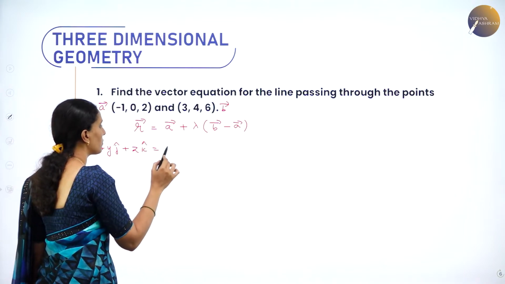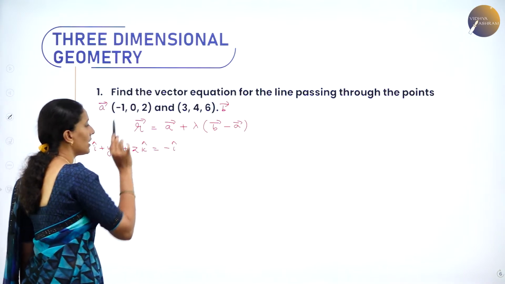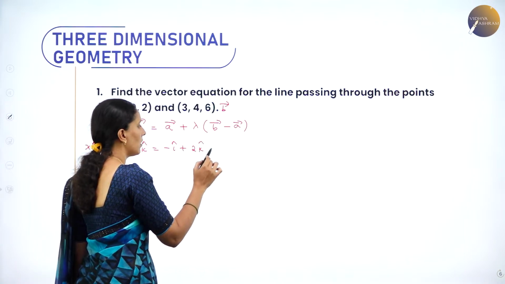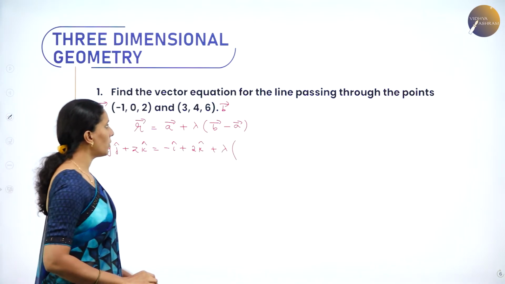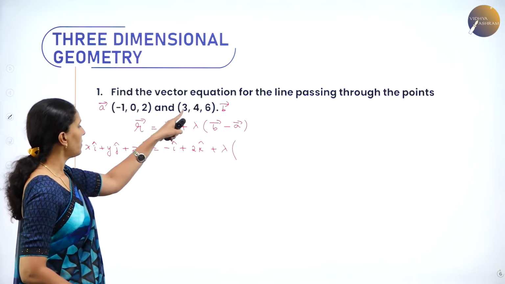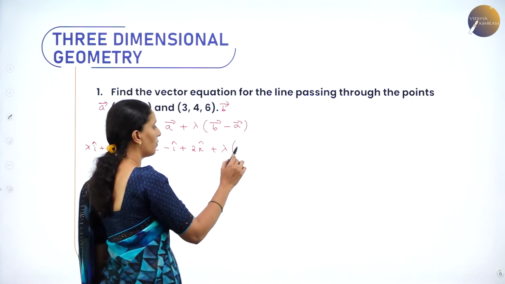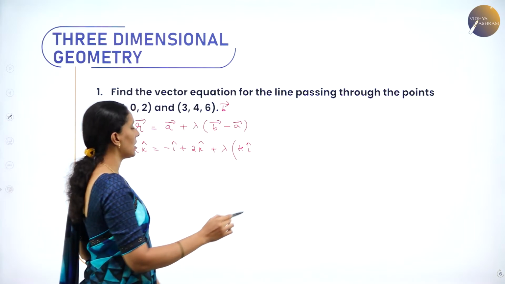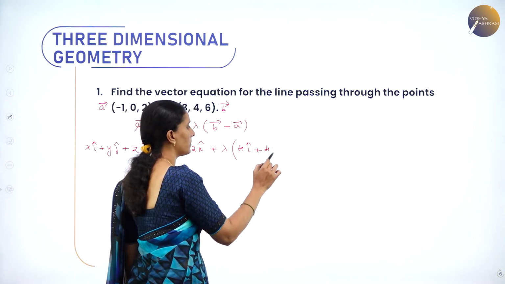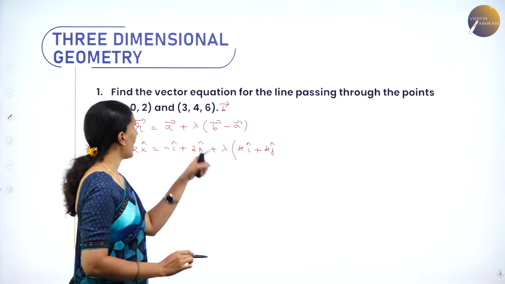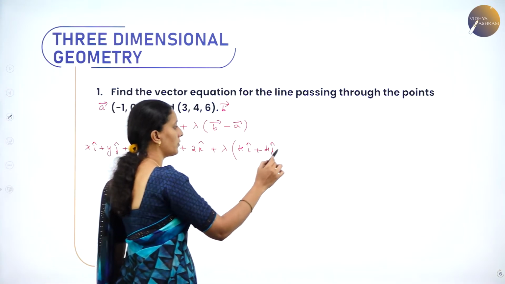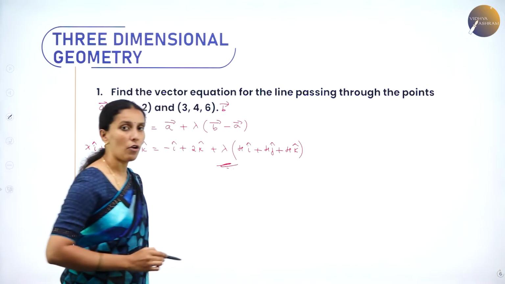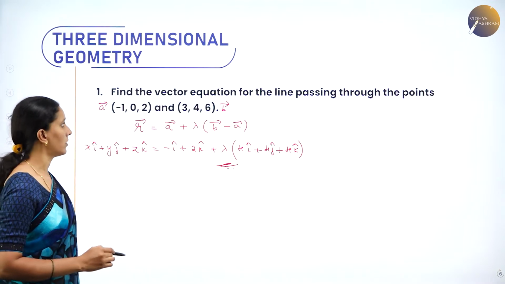Now vector a is, we have −i, 0j, so plus 2k we will write, plus lambda into, we need to take b minus a. So b minus of minus 1 becomes 4, so 4i. Next we have 4 minus 0, so that is 4j. Next we have 6 minus 2, that is 4k. So this is the vector form of the given equation.